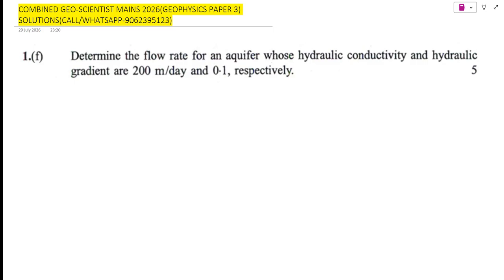UPSC generally asks simple numericals based on the Darcy's law. But to score full marks, you must understand the physical meaning behind the formula, not just substitute values. So today's question is a classic example of Darcy's law, one of the most fundamental laws in hydrogeology. Okay. Look, we are given hydraulic conductivity K, this is 200, and the hydraulic gradient I, this is 0.1. And we have to determine the flow rate.